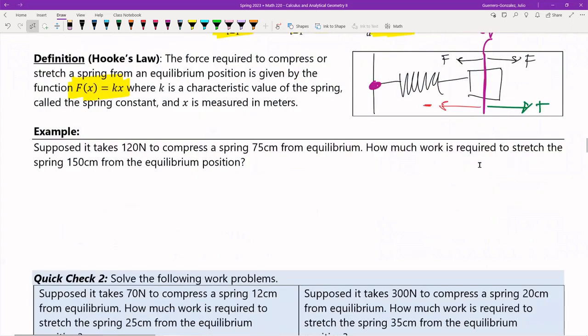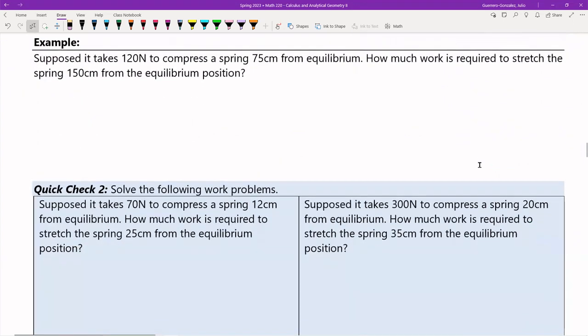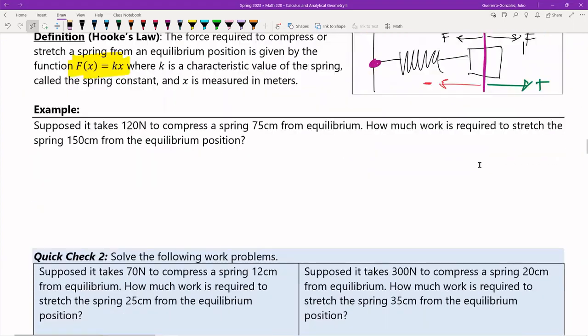So now let me go ahead and do an example. These are pretty simple. Like I said, if I don't give you the K outright, I will give you enough information to find the K. One more thing that I didn't really mention here, K is the characteristic value of the spring. And X is measured in meters, okay?